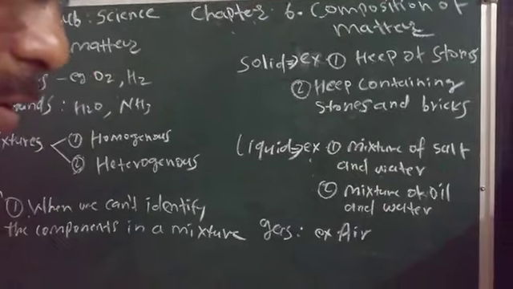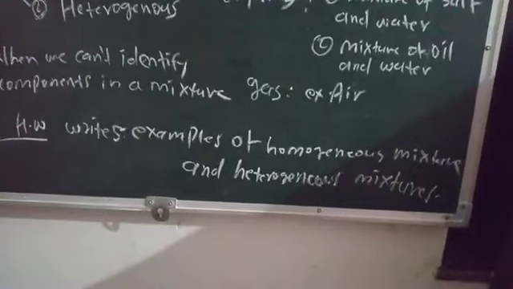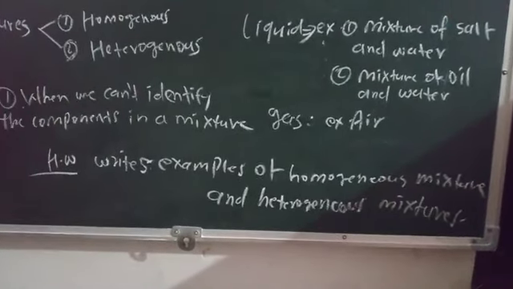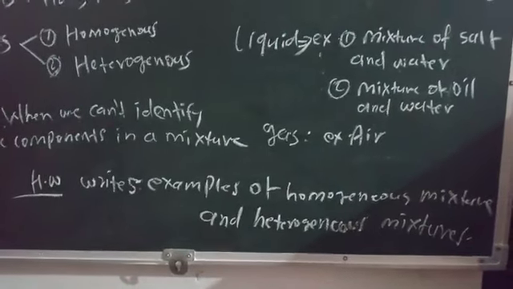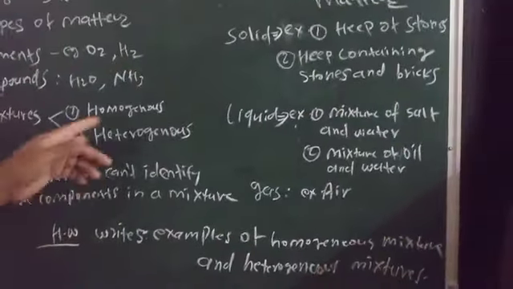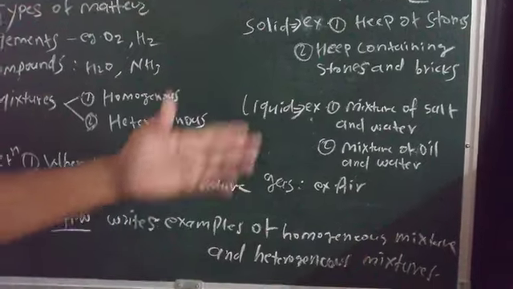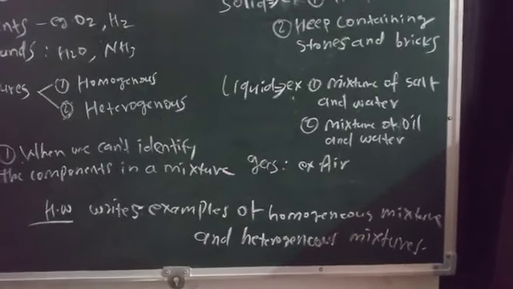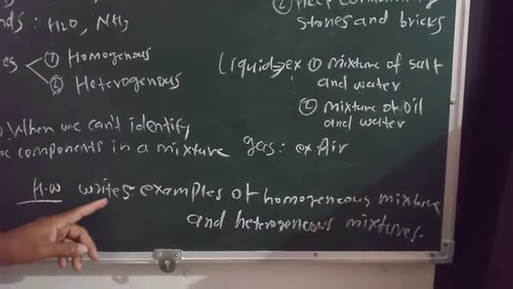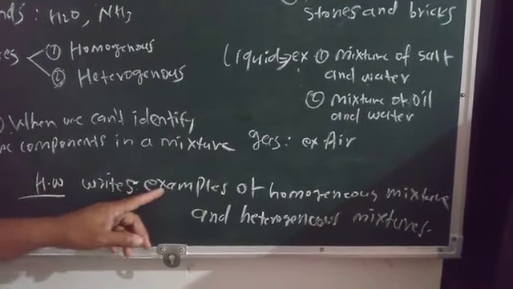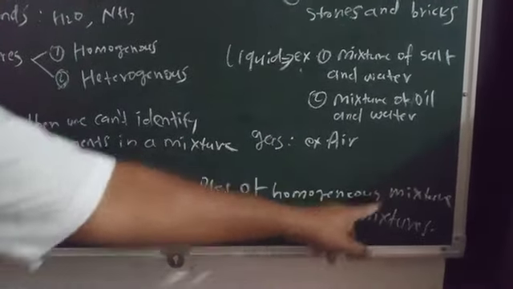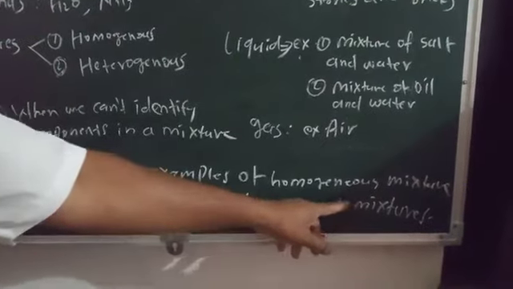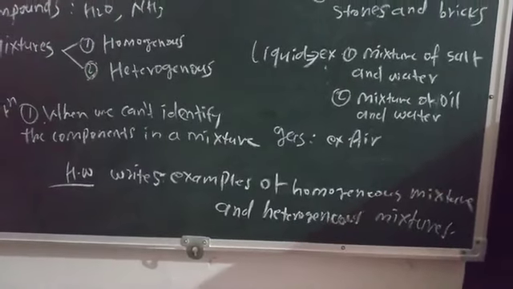So homework for you. Students, I hope you understand the homogeneous mixture and heterogeneous mixture, and you know the different types of examples. So homework for you: you have to write 5 examples of homogeneous and heterogeneous mixtures. You write this all at home.